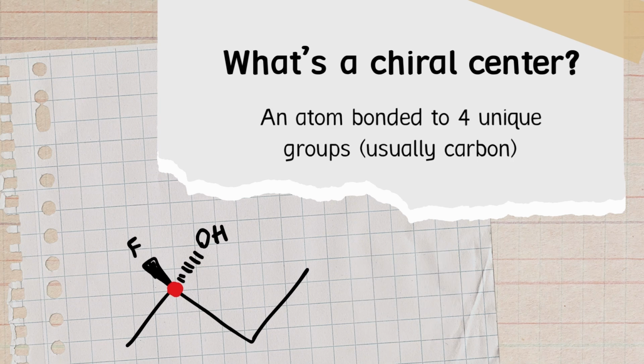Alright, look at that example molecule. It has 4 unique groups coming off of it: a fluorine, an alcohol group, a methyl or 1-carbon group, and an ethyl or 2-carbon group. Let's use this chiral center to work out the 4 major steps of finding the R and S configuration.